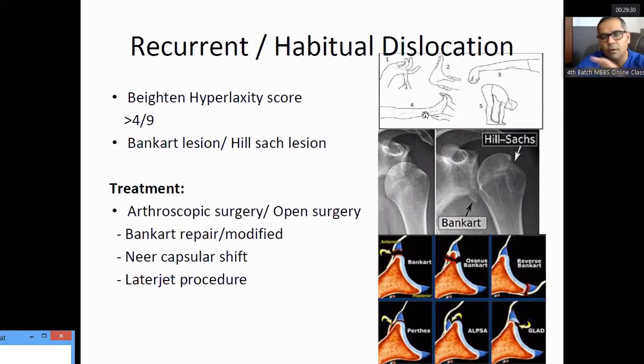As all four parameters are bilateral: thumb, little finger, elbow, knee, altogether 8 score. And if the patient can touch the floor with the palm of the hand with knee extended, this is 1 score. So out of this 9, if the patient has more than 4, then this is hyperlaxity. There are associated lesions, Bankart lesion, Hill-Sachs lesion. So the treatment for habitual dislocation is arthroscopic surgery, and sometimes open surgery: Bankart repair, modified Bankart, capsular shift, lateral Z procedure.